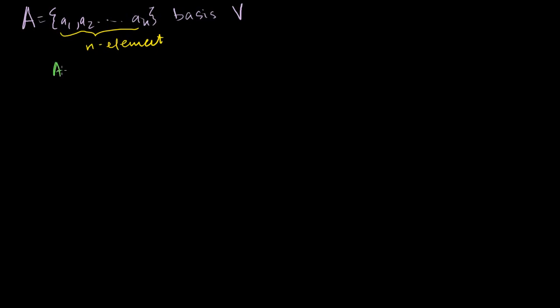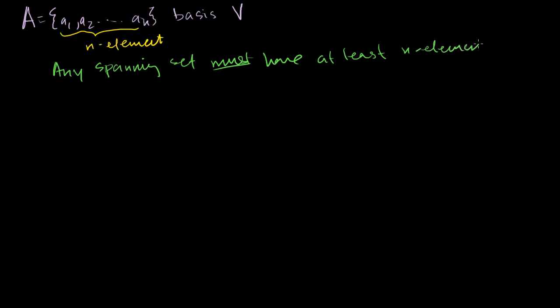So any spanning set must have at least n elements, or n members, or cardinality of n. There are all just different ways of saying you've got n vectors in this set. So I'm saying that every set that spans V must have at least n elements.